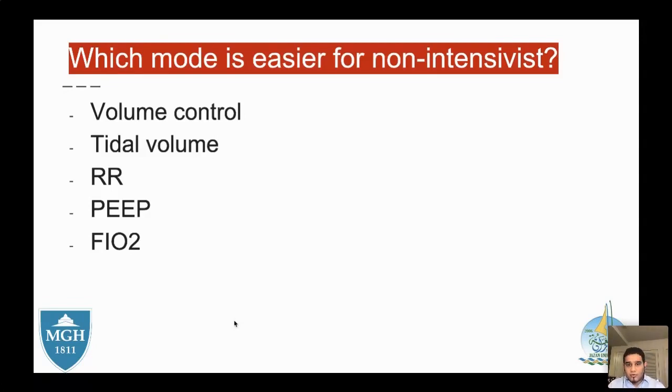The 4 things that you're actually going to be targeting are tidal volume, respiratory rate, PEEP, and FiO2. All right, this is where we're going to start.